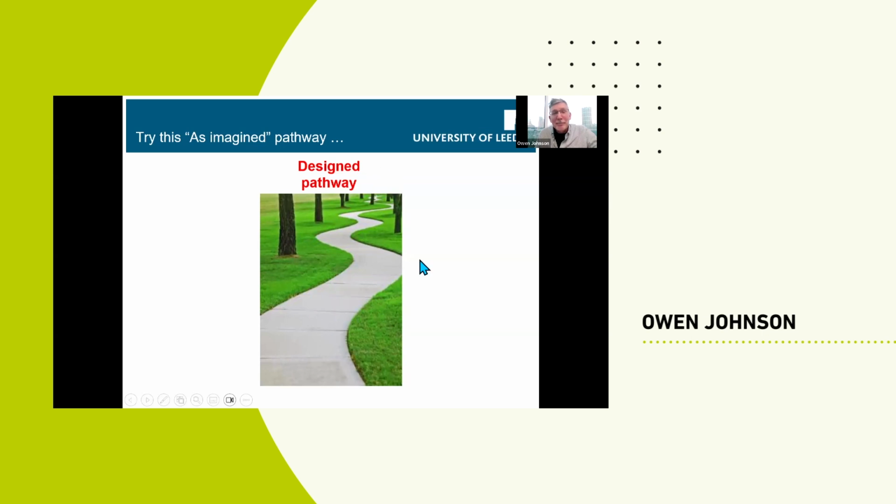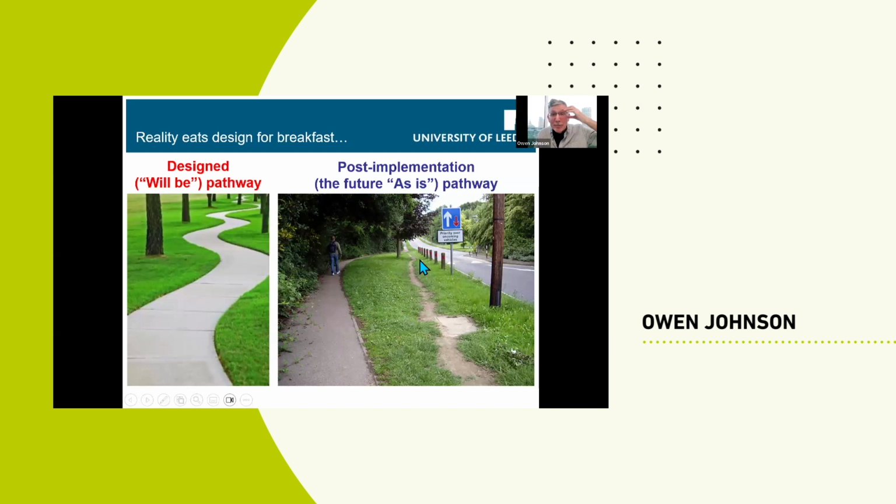So here's an example of a post-implementation as-is pathway, and you can see why the design was flawed. In this case, it's taking you close to loads of wet bushes, and it's the longer way round. You can see that we're probably trying to get you away from the road. So you can see why the design is this, but you can also see that nobody's paying any attention, apart from this guy. Well done.